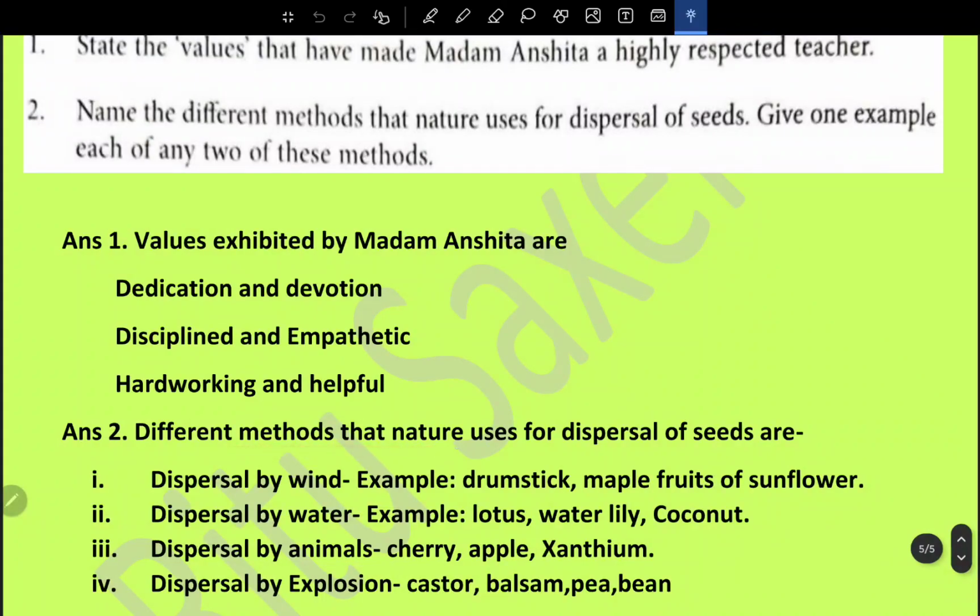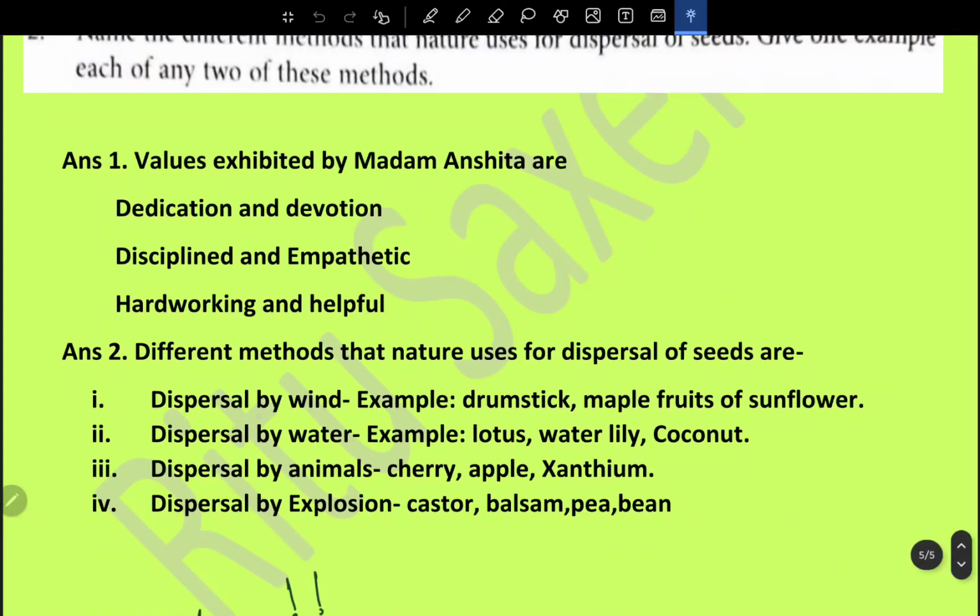Question number 2. Different methods that nature uses for dispersal of seeds are: dispersal by wind, for example drumstick, maple, fruit of sunflower, maple, here should be a comma. Dispersal by water, for example lotus, water lily and coconut. Dispersal by animal, cherry, apple, xanthium. Dispersal by explosion, castor, balsam, pea, bean, etc.